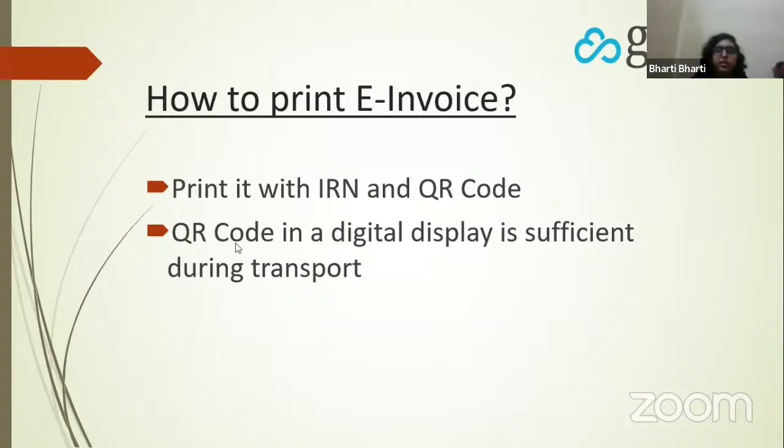How to print the e-invoice? IRN and QR code have to be printed on the invoice when you're generating the e-invoice and giving it to your customer. QR code in a digital display is sufficient. You do not need to have a hard copy. Even a soft copy is enough for transportation.